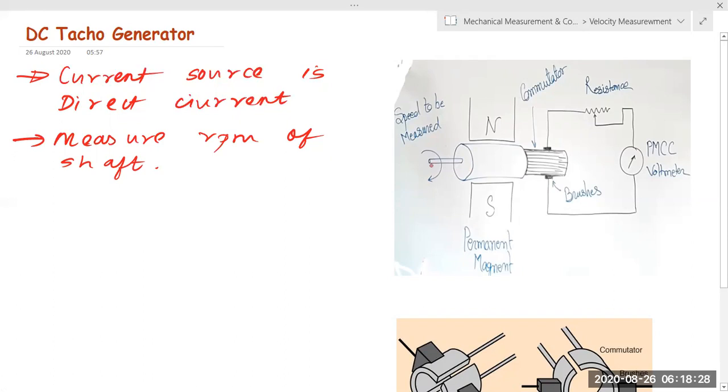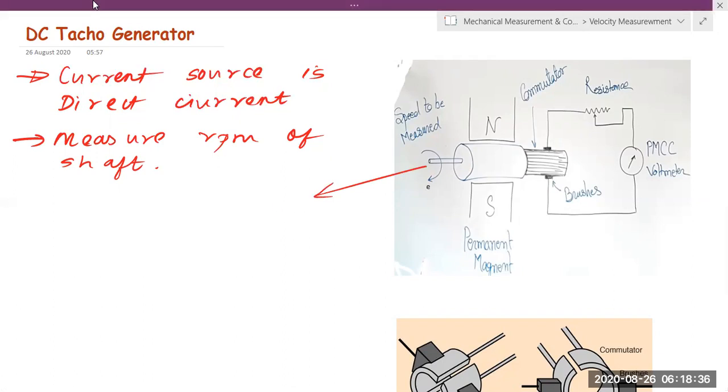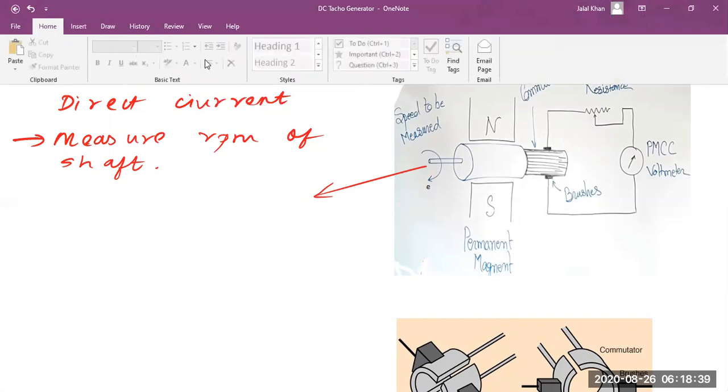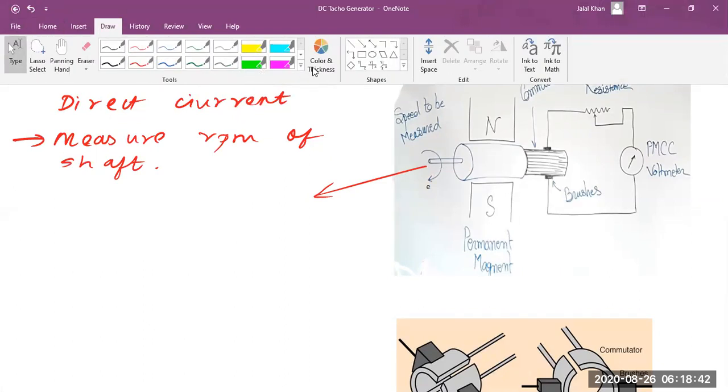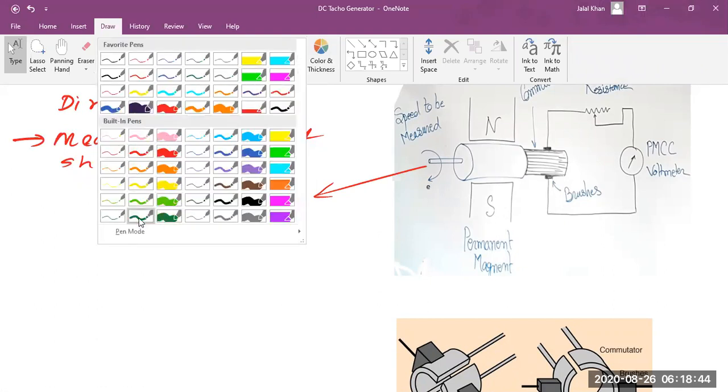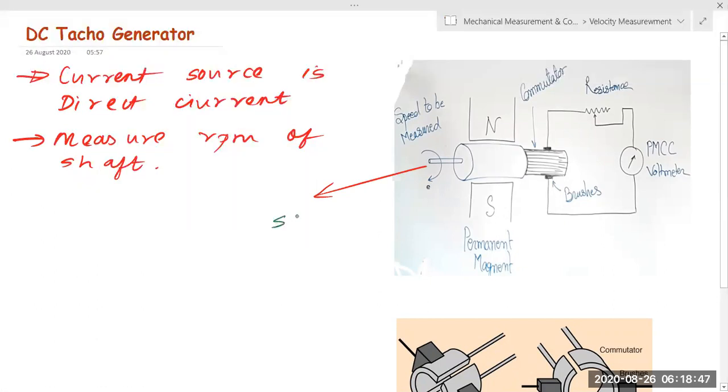Okay, suppose this here will be the shaft whose speed is to be measured. Now it will be connected to the shaft of the motor. This is the shaft whose speed is to be measured. Now this will be connected to the DC motor. You can see this is the DC motor. This whole arrangement is the DC motor.